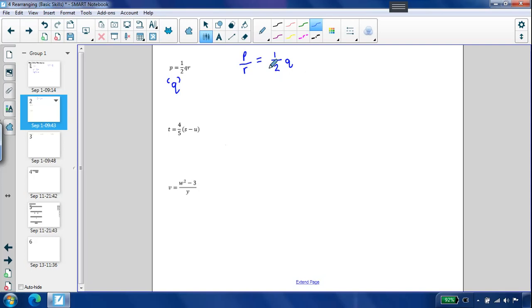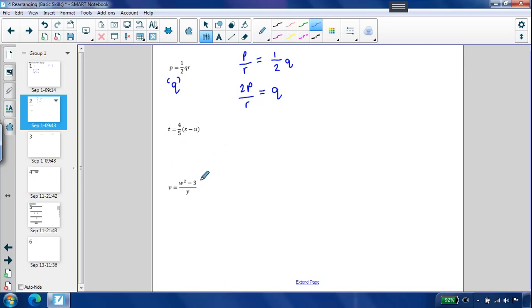And now this is similar to what we've seen in the previous example. I've got a half Q, which is like Q divided by 2. So to get rid of that, I'm going to multiply both sides by 2. And I've successfully rearranged to make Q the subject. Let's go to this one.